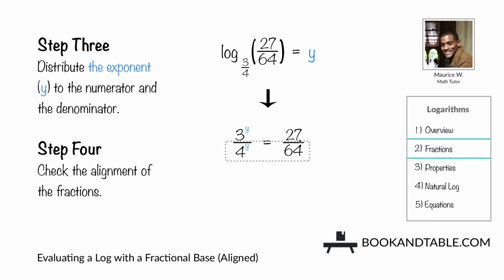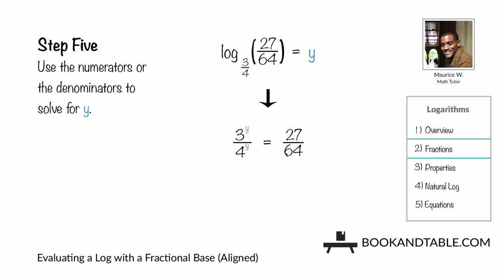And if we take a look at the denominator, we have 4 to a power of y is equal to 64. So we ask ourselves, can we multiply 4 times itself and eventually get 64? And the answer is yes. So since both are possible, that lets us know that these fractions are properly aligned. So what do we do here? Step 5, we want to use the numerators or the denominators to solve for y. So I'll show you both to show you that in both situations, y will have the same exact value.